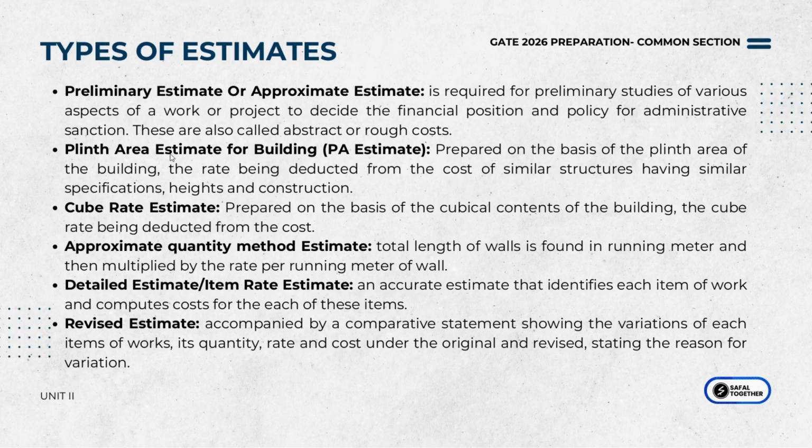The second is the plinth area estimate. So how do you do this? You basically take the plinth area or the basic area on the floor plan, and then you multiply it by the rate of a similar project in the same locality.